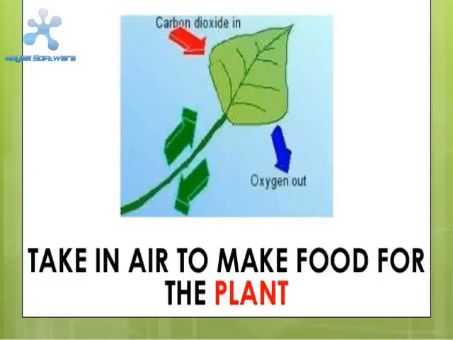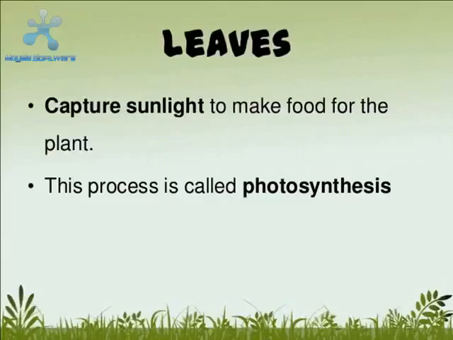Leaves take in the carbon dioxide and give out the oxygen. Leaves need sunlight, air, and water to make food for the plant. Or we can say leaves capture sunlight to make food for the plant, and the whole process is called photosynthesis.